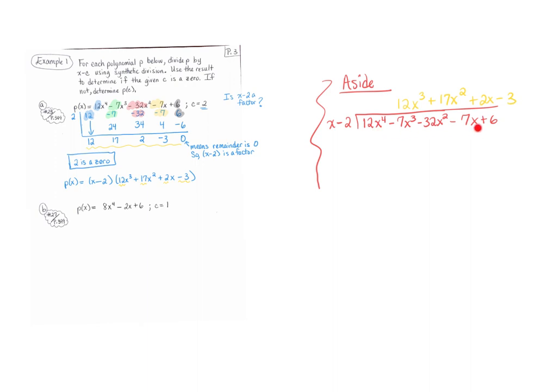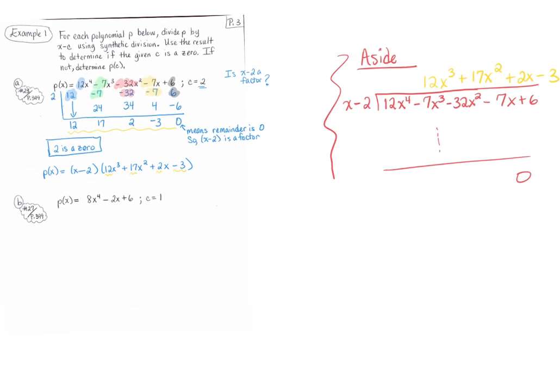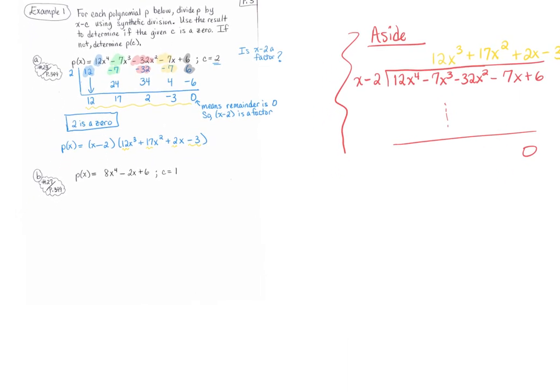And granted, you would write down some work here. And after that work, you would find out that the remainder was 0. Okay? So again, synthetic division is a shortcut for this process. Okay? So now let's go through part B.